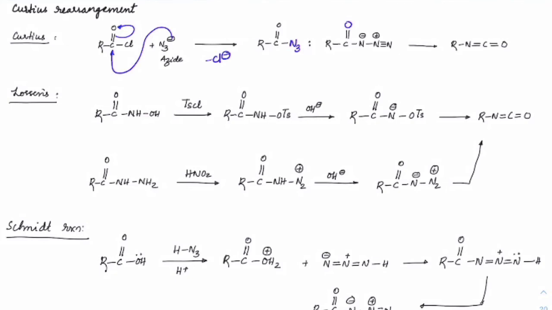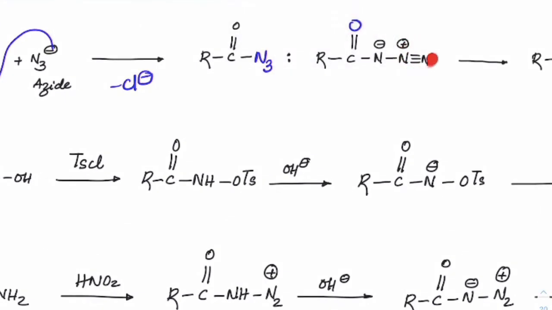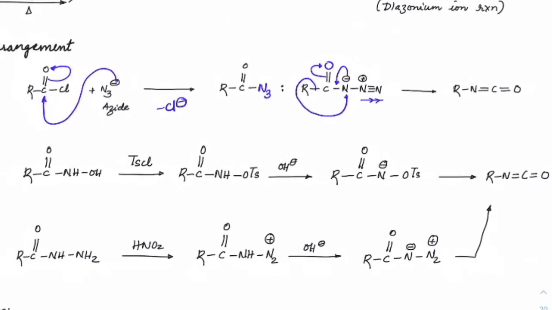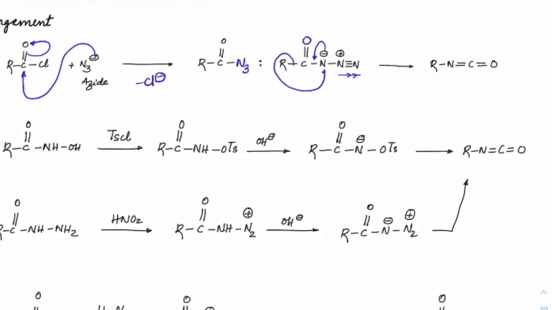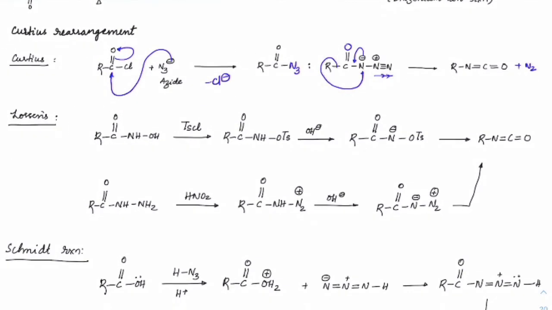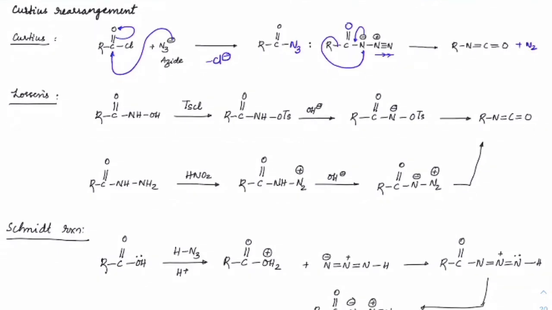Now you can see the same problem here also. N2 is a good leaving group. Check carefully, it is a good leaving group, and we have a negative charge on N. So we can expect that this migration will take place, the rearrangement. So we would have R N double bond C double bond O plus N2. So we got isocyanate formation, and we learned the role of isocyanate: hydrolyze it, we'll get amines. I hope the Curtius reaction is clear.